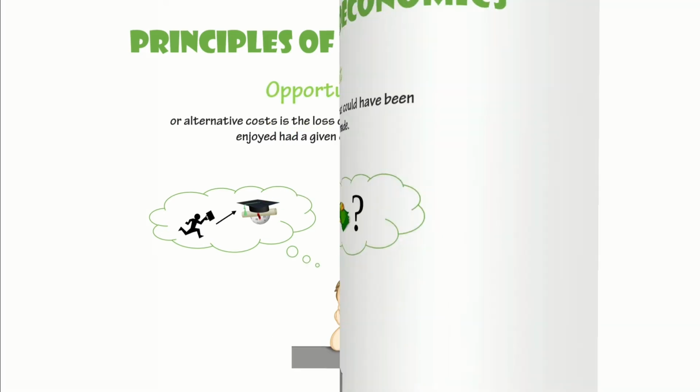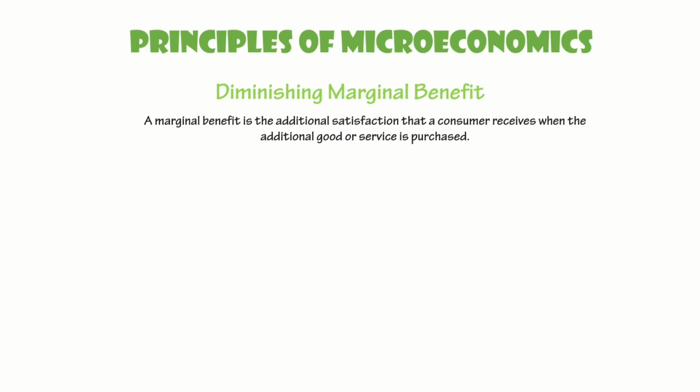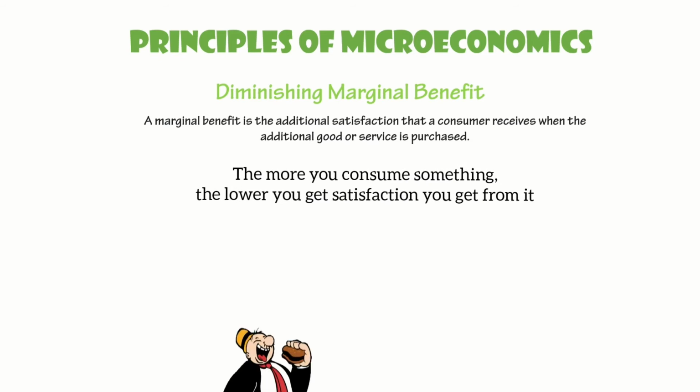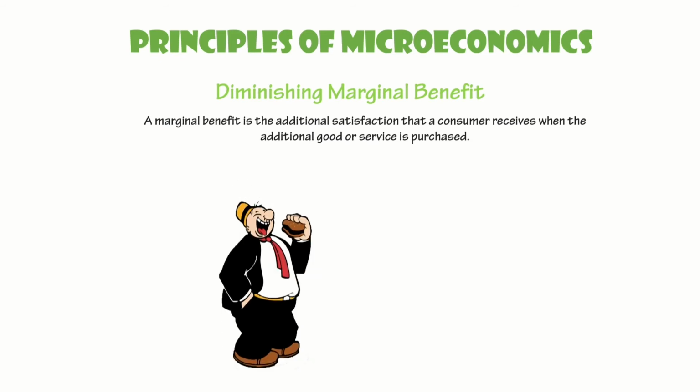Next up is the diminishing marginal benefit. It illustrates the general consumer experience that the more you consume something, the lower the satisfaction you get from it. When you eat a burger, for example, you may feel very satisfied, but if you eat a second burger, you may feel less satisfied than you did with the first burger.